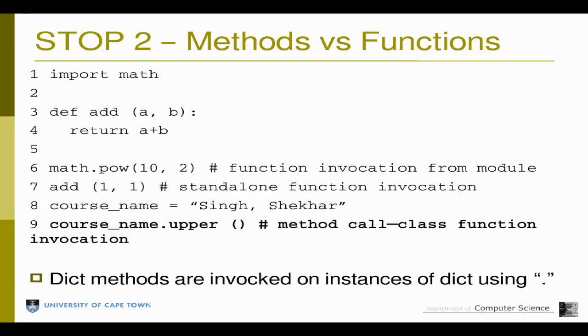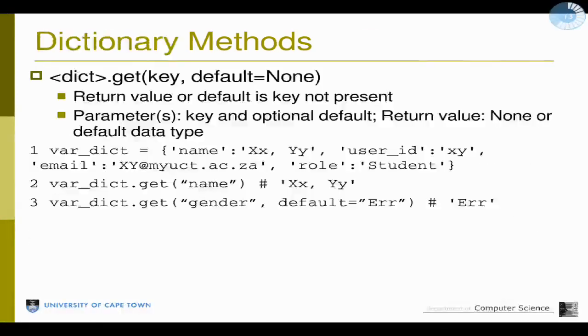We're trying to remind ourselves that the way that we invoke these methods is we specify the instance of the dictionary, right? So if we have a dictionary named vardict, the way that we invoke our methods on that instance is vardict dot the method that we're interested in, right? This is very important, right? This is similar to the list thing here, right?